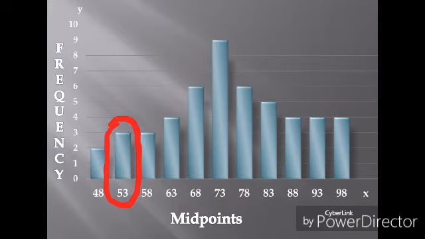Let's do the same on the remaining midpoints. We'll just draw a vertical rectangle or bar based on their frequency and shade it. And this is our final bar graph based on our data.